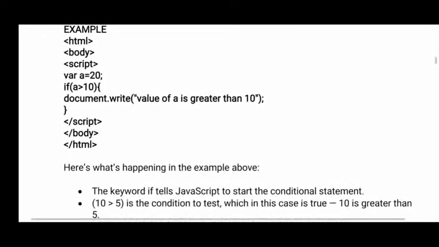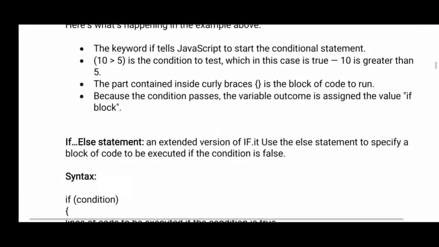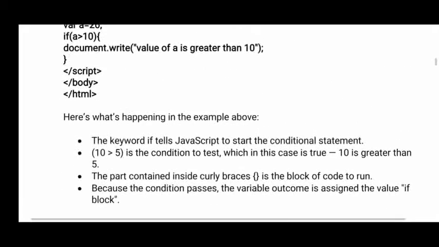If the a value is less than 10, then what happens? That part I have not given. As already explained, this type of condition statement is used to check only for a true value, not for a false value. This is the program explanation I have given here.